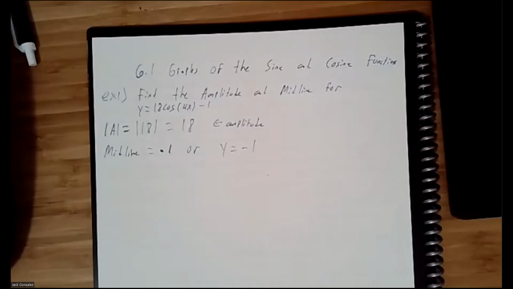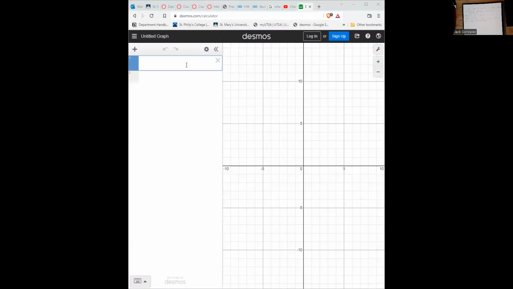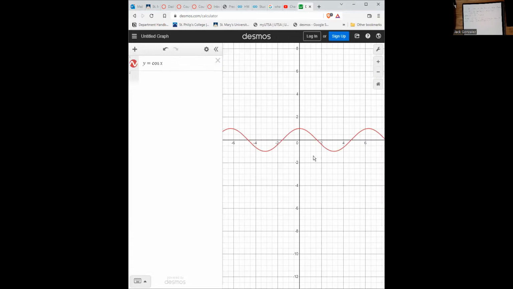Let's do another one. Before we go any further, I want to talk about what the original sine and cosine functions look like. The cosine of x is right here. This repeats itself over and over again at 0, pi over 2, pi, 3 pi over 2, and then 2 pi. Notice how after that full period, 0 to 2 pi, it repeats itself.